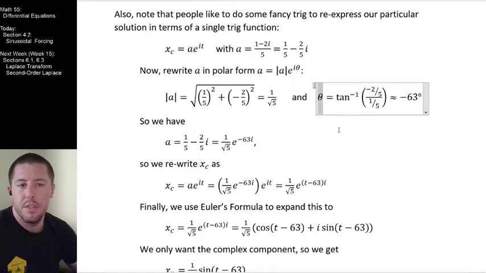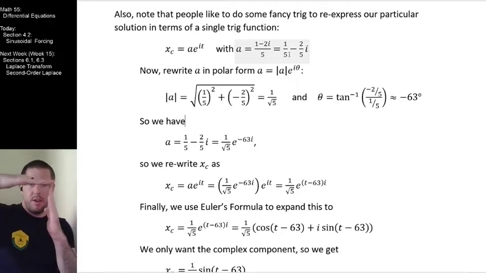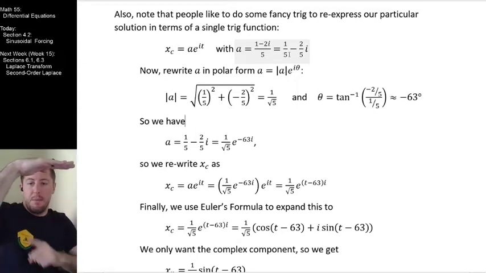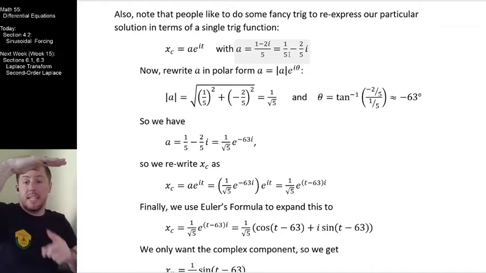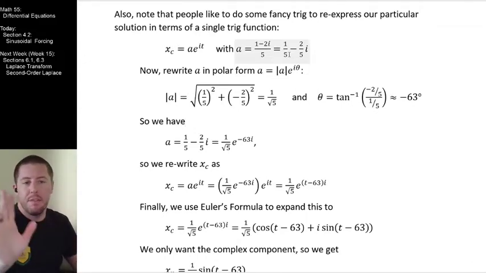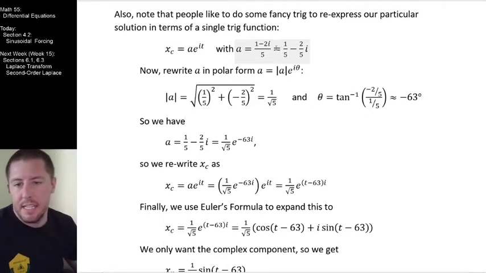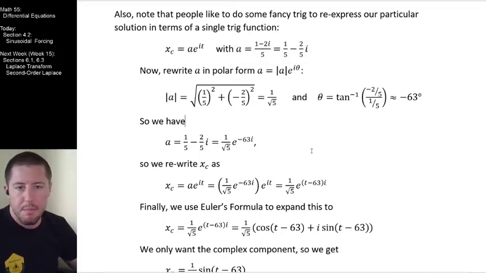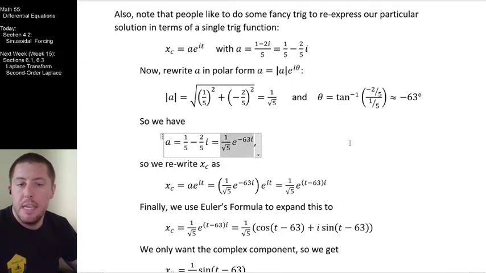The other thing you can do is look at the angle that this makes at the origin. You can see that in the complex plane, we go 1/5 of a unit to the right, and we go 2/5 of a unit down. So we should be pointing downward at something like a 60-degree angle. We're going to find that this is approximately a negative 63-degree angle relative to the positive x-axis. So we can rewrite this A, 1/5 minus 2/5 i, in polar form as 1 over root 5 e to the negative 63i, where that 63 is measured in degrees.